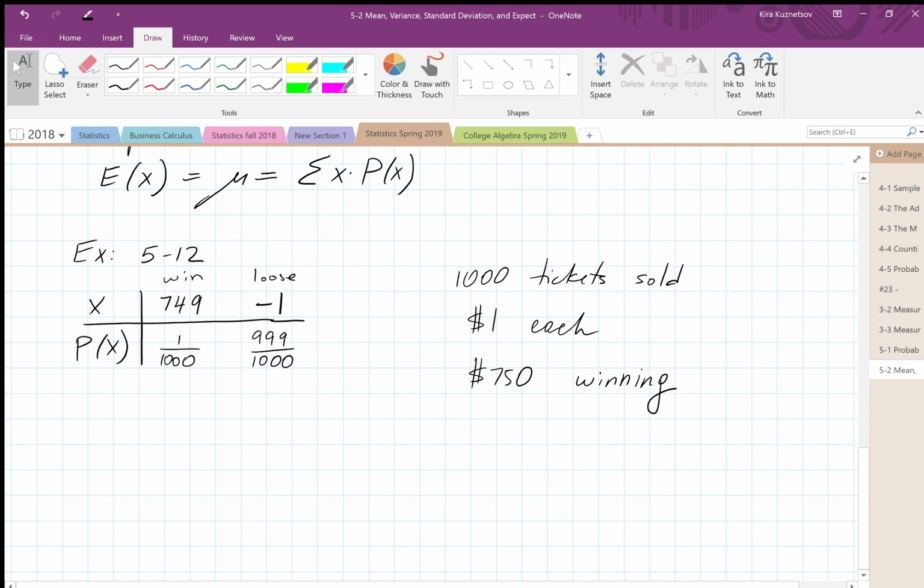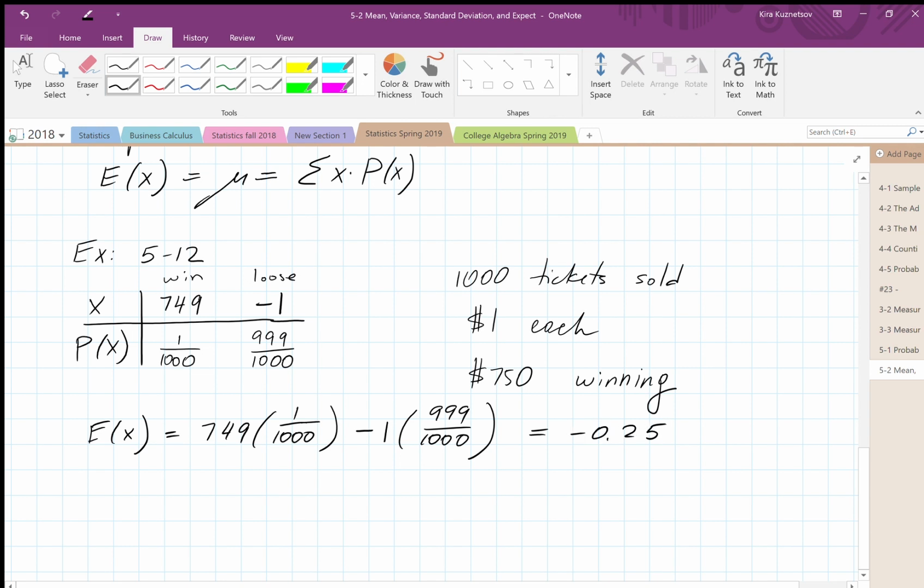Be very careful. This is where you lose some numbers. So in order for me to find expectation, all I'm really doing is finding the mean. Let me label this as expectation. All you're doing is finding the mean, which is just 749 times 1 out of 1,000, and then plus a -1. So the math does come out. So what you're doing is you're putting all of this into a calculator. And if you do this very carefully, you're going to end up with a -0.25.